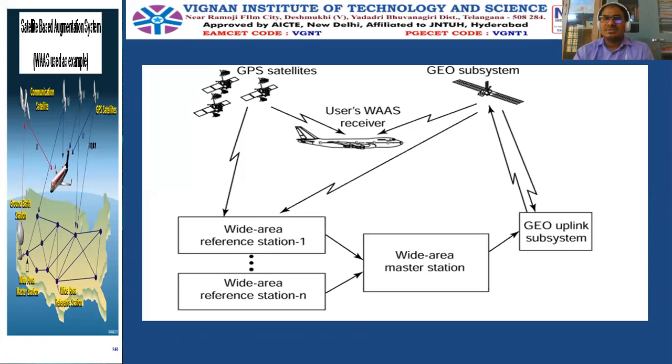Of course, this is another diagram of the WAAS. This is a WAAS receiver, wide area reference stations WRS1 to WRSN. There will be a number of them, and it is a wide area master station, and this is an uplink system. This will be given to the uplink system. The uplink system will give it to the geosatellite, and the geosatellite will give it to the user receiver. And here are the GPS satellites. Here are 4.